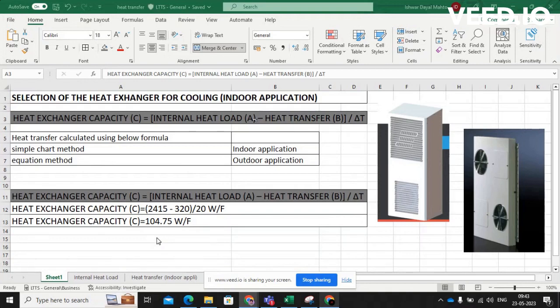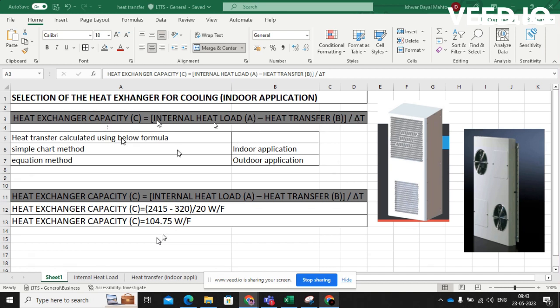Hello everyone. Today I will explain how to select the right heat exchanger for cooling the electronic system. To select the right heat exchanger, first we need to calculate the heat exchanger capacity. The formula for calculating the same is internal heat load minus heat transfer. The whole term is divided by the temperature difference.